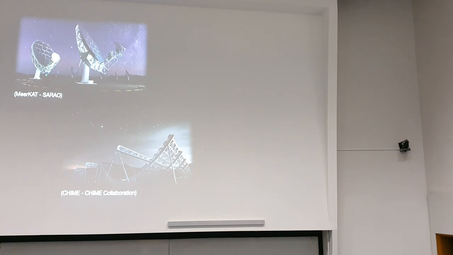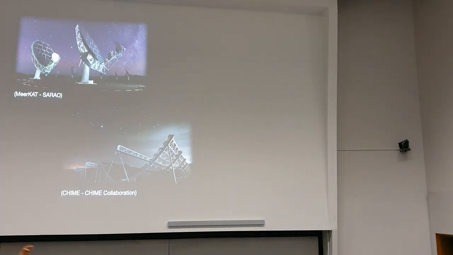So it's like a dish, but cylindrical, which means the beam it forms to see in the sky, instead of being a spot, is like a fan beam. I like to think of it as the eye of Sauron or something that scans the sky, because it's fixed on the ground, but the Earth rotates, right? So that beam scans different bits of the sky every day.